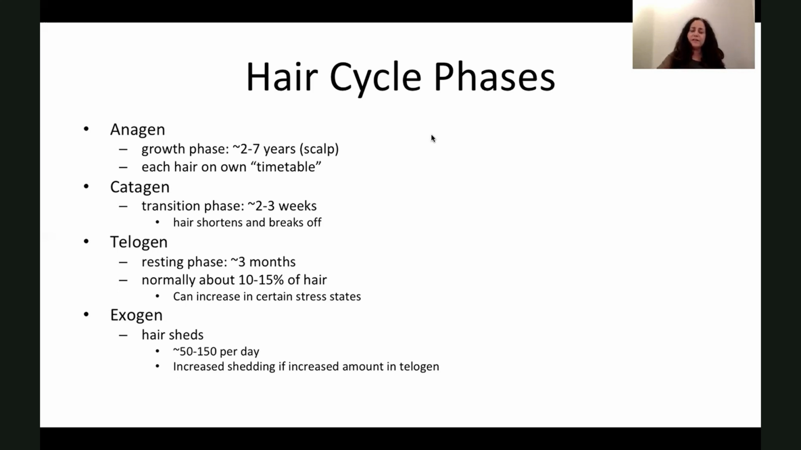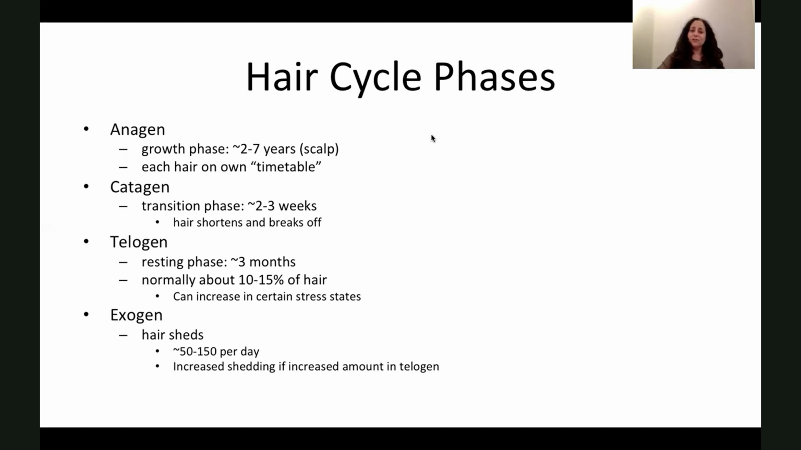Catagen is the next phase, and that's a transition phase that can last about 2 to 3 weeks. And this is where the hair starts to shorten and loosen from the hair follicle to which it's attached. Telogen is where this broken off hair rests for about 3 months before it actually gets shed. And the number of hairs that get converted from anagen through catagen to telogen can be impacted by various disease or stress states, and we'll talk a little bit about that. But normally at any one point in time, about 10 to 15% of hairs are in telogen.